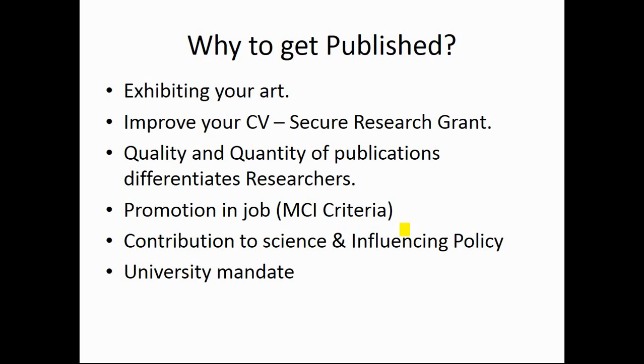Second is to improve your CV. In the research field, this is the primary level of achievement. Based on this only, we can be eligible to secure research grants. Then finally, the quality and quantity of your publications is going to differentiate among the researchers. Then the most important thing is the promotion in the job. You need two original articles published in indexed journals by MCI criteria to become associate professor, and from associate professor to professor also you need two papers.